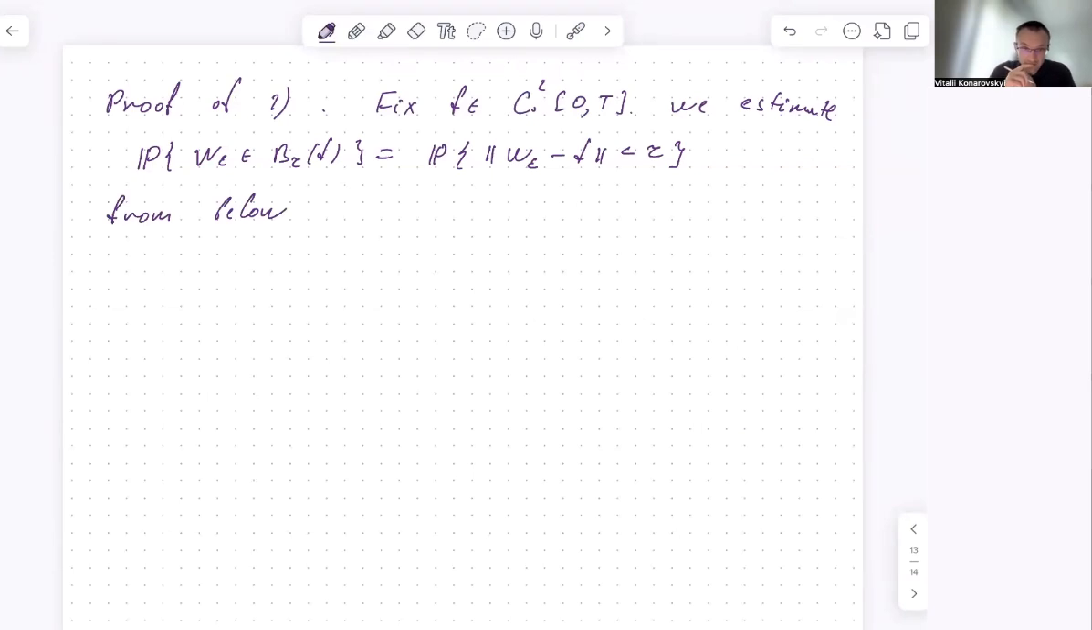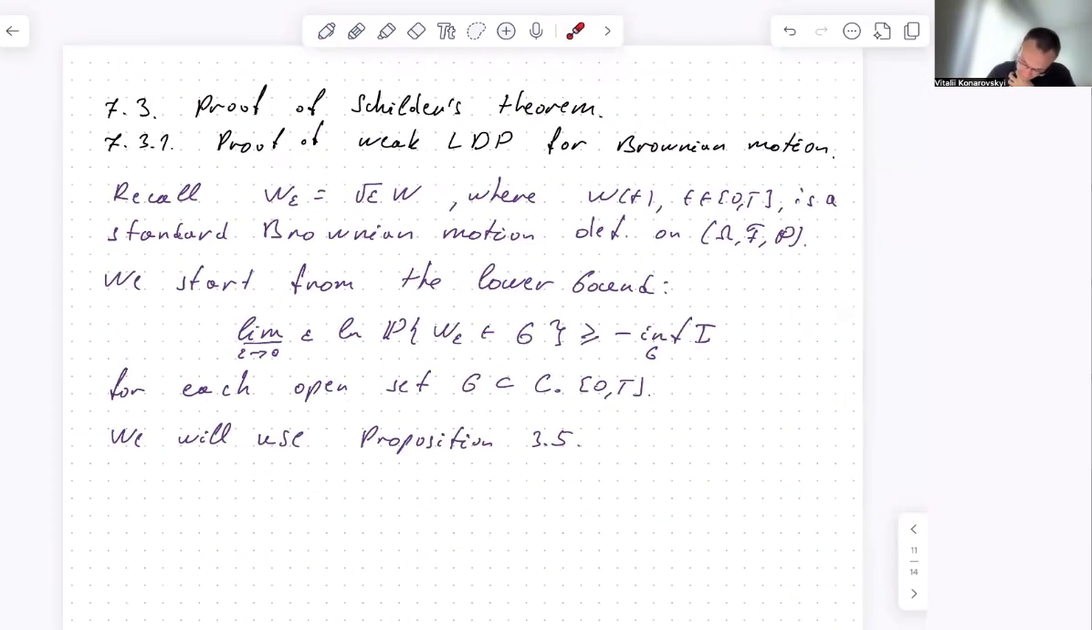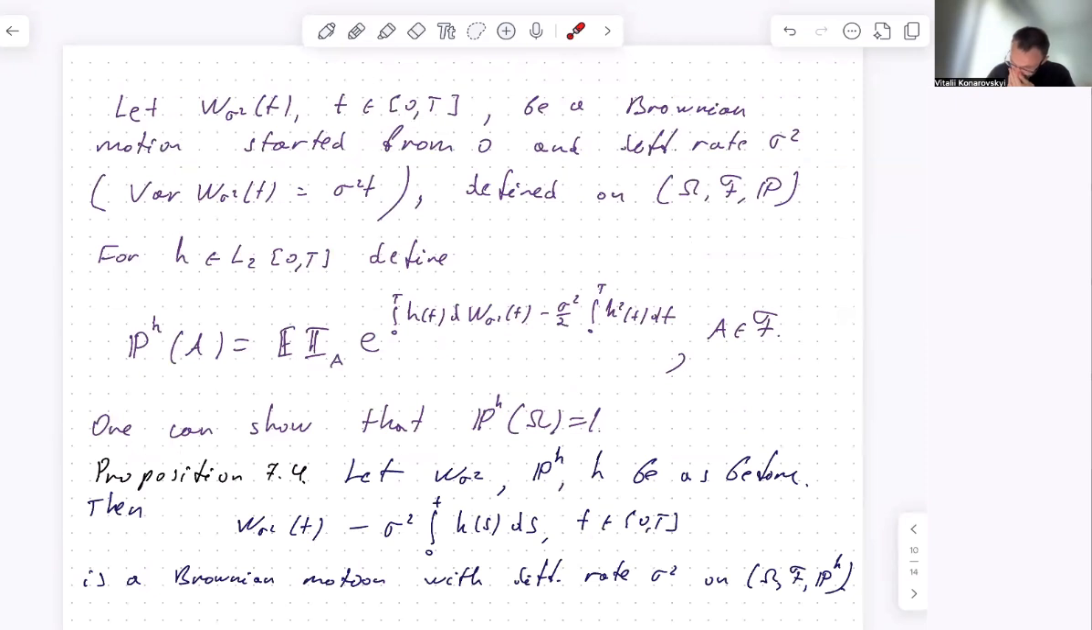And now we will use the Cameron-Martin formula. Let's go back. Here you see that in the Cameron-Martin formula you consider the Brownian motion with diffusion rate sigma square. But in our case, we have the Brownian motion with diffusion rate epsilon because we multiply it by square root epsilon. So our sigma square is epsilon. And then you have the function f. Therefore, your function h has to be the derivative of the function f.